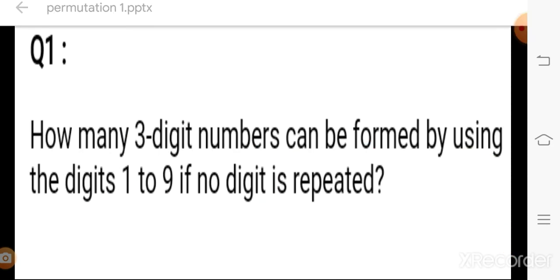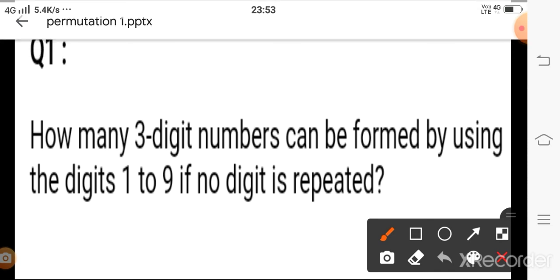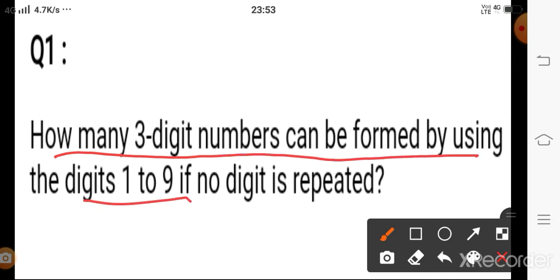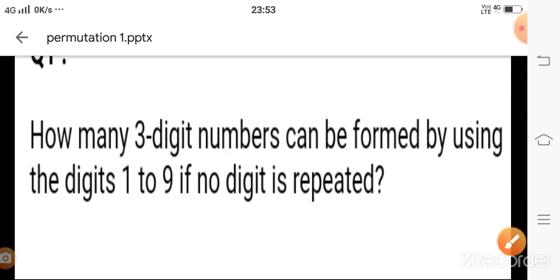Let us solve one more question from exercise 7.3. The question is: how many 3 digit numbers can be formed by using the digits 1 to 9 if no digit is repeated? This time we have to write a 3 digit number, and we have to use the digits 1 to 9. Then let us solve this.